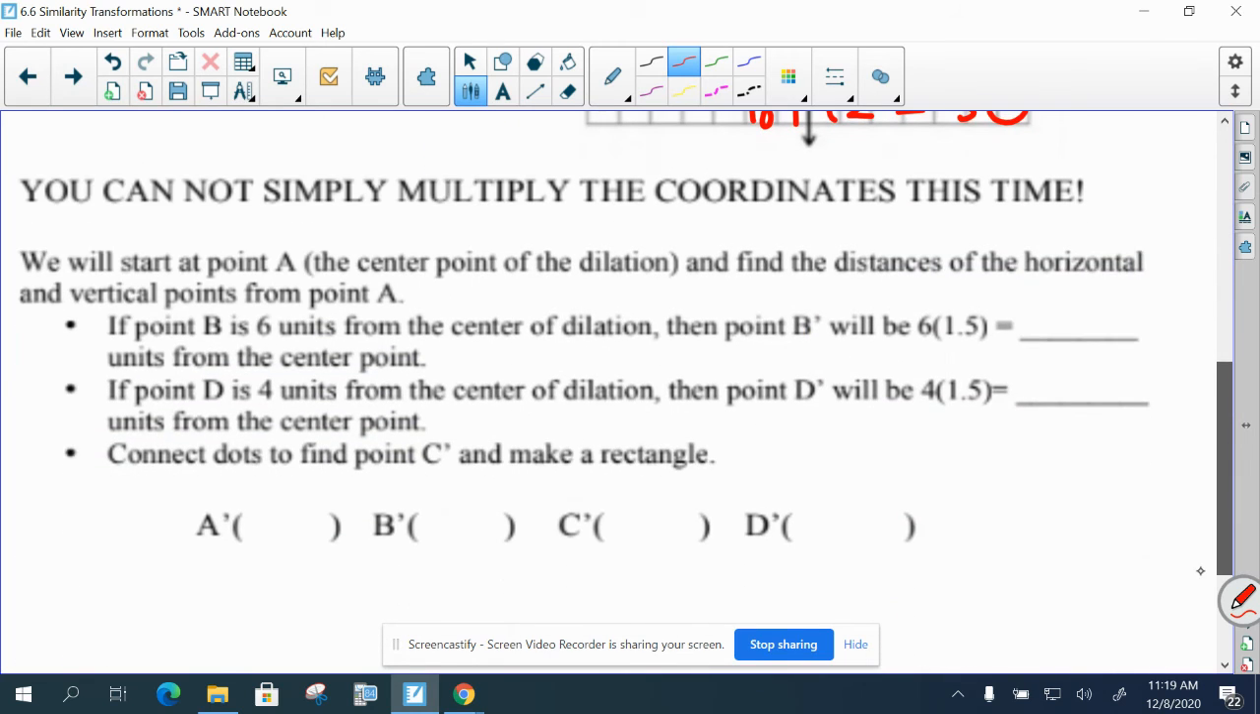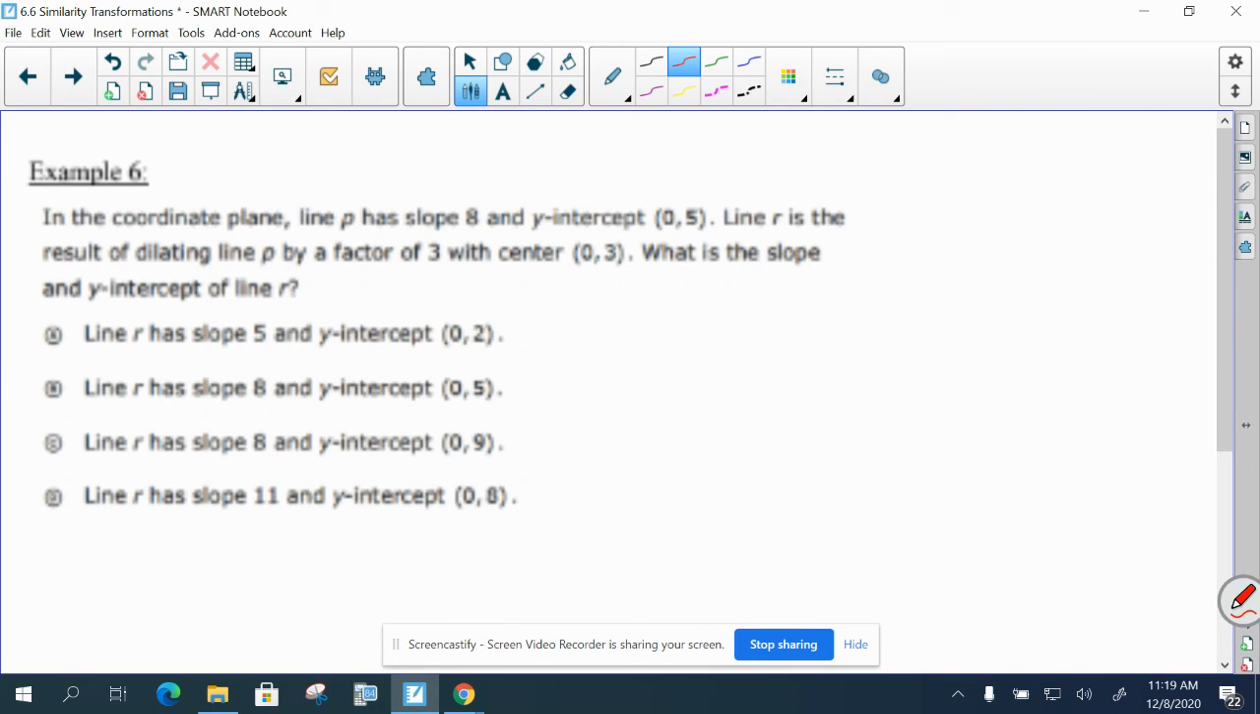All right, and then I've got a couple other examples for you. So in the coordinate plane, line P has a slope of 8 and y-intercept of (0, 5). So let's kind of picture that here. So it has a slope of 8 and y-intercept of 5. So 1, 2, 3, 4, 5. And then it's going up 8 over 1. So it's real steep here. And then down 8 over 1. So your line looks like that. Okay, so maybe that's not the best drawing, but you get the idea.